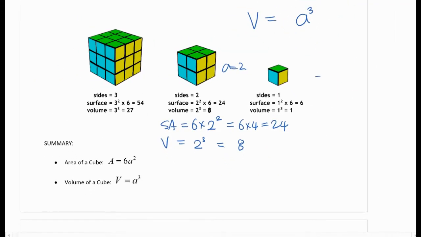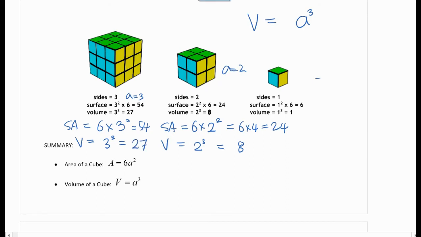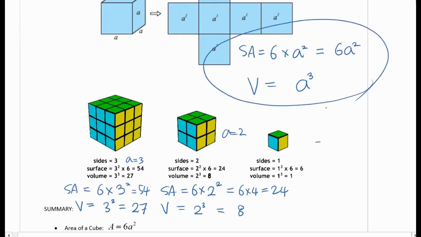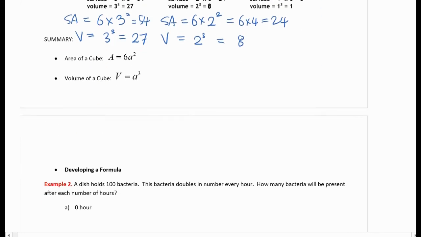2 cubed, 8. If the side length is 3, that means A is 3. Then the surface area is 6 times 3 squared. Then that is 6 times 9, and that is 54. And the volume is 3 cubed, that is 27. So once you make a formula, you can use it for any side length. Alright, everyone, you can just simply plug that number into A. Okay, let's move on.